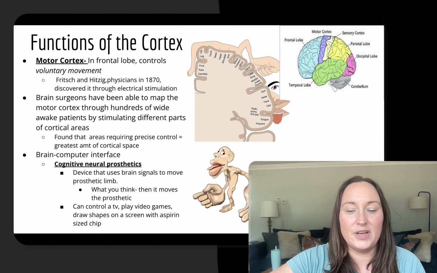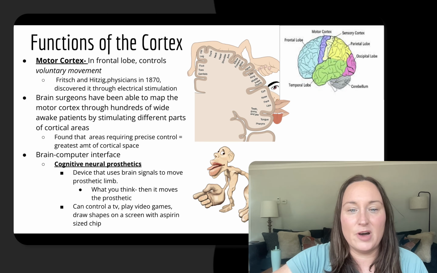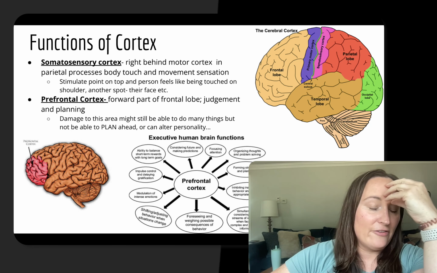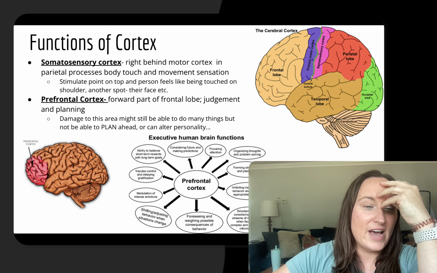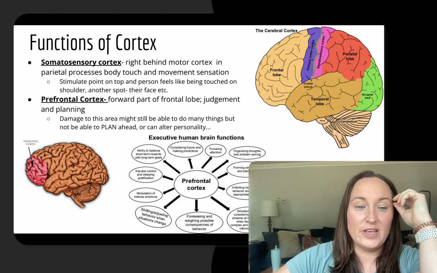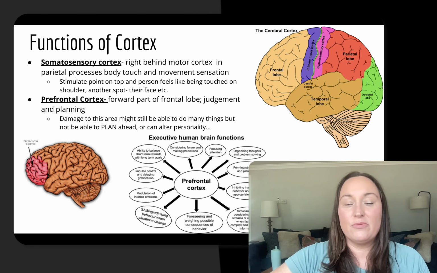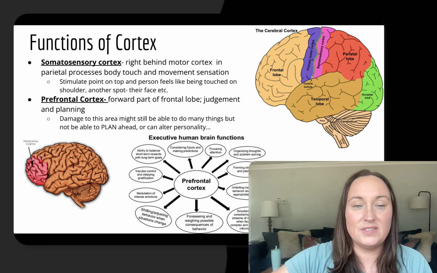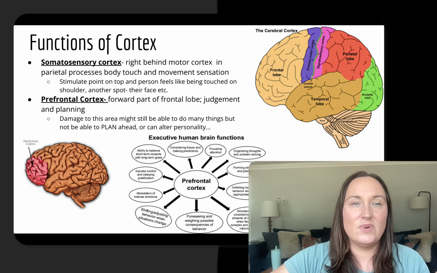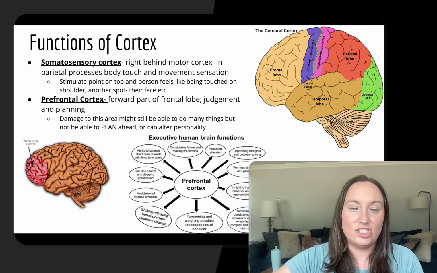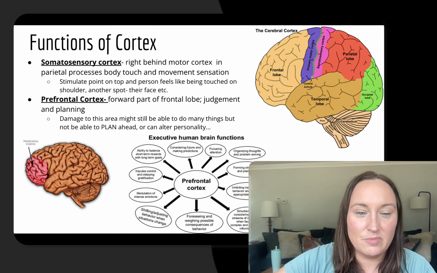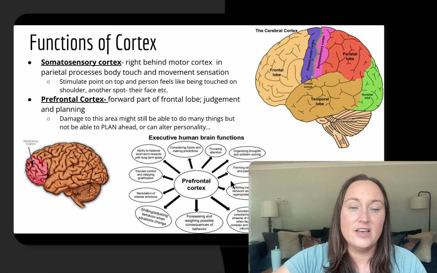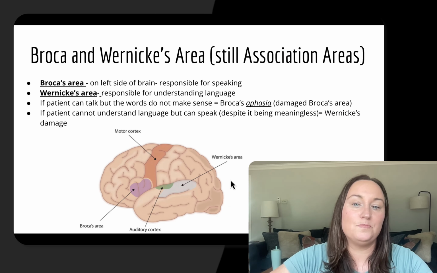His hands are a lot bigger than this, like, lower half of his body. The prefrontal cortex. So that is the front of the frontal lobe, and that specifically is judgment and planning. So if there was damage to this area, you might have someone who still exhibits the same behaviors, except their personality is slightly changed. They might be unable to plan ahead or unable to do some of these executive functioning skills that they were before able to do.